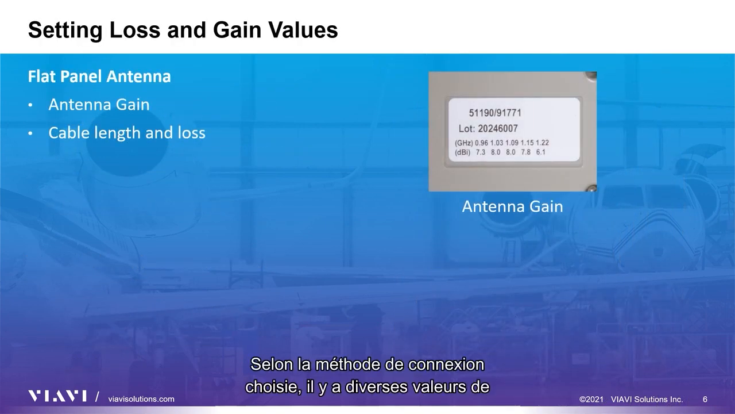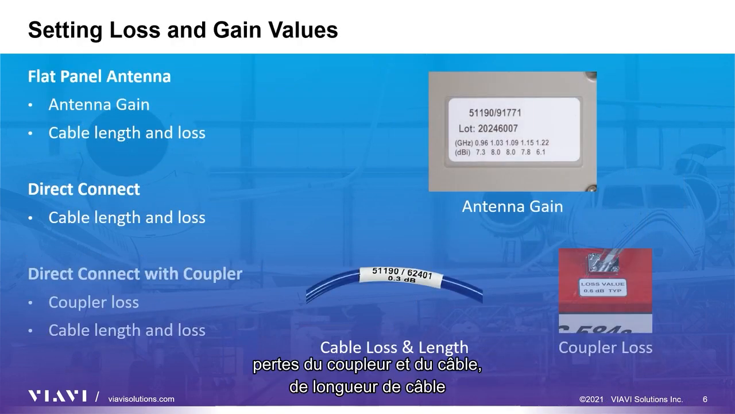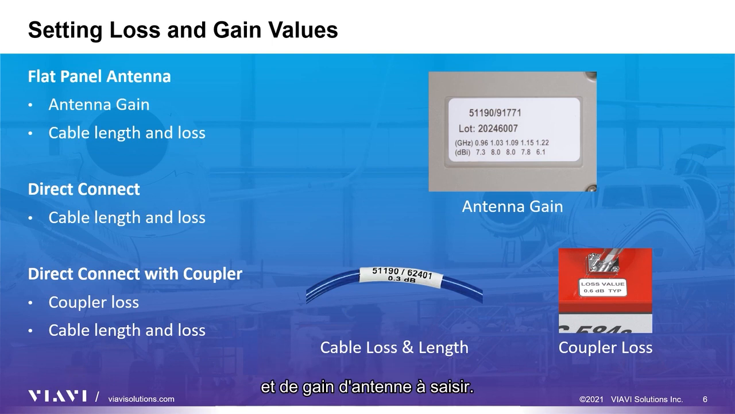Depending on the connection method chosen, there are a variety of coupler and cable loss, cable length and antenna gain values that will need to be entered. See our video on general preferences for more information on these settings. Loss values can be found on labels applied to the couplers, cables, and flat panel antenna. Don't worry if you don't have a cable loss value. The AVX-10K will generate a loss value based on the length of the cable that you enter.